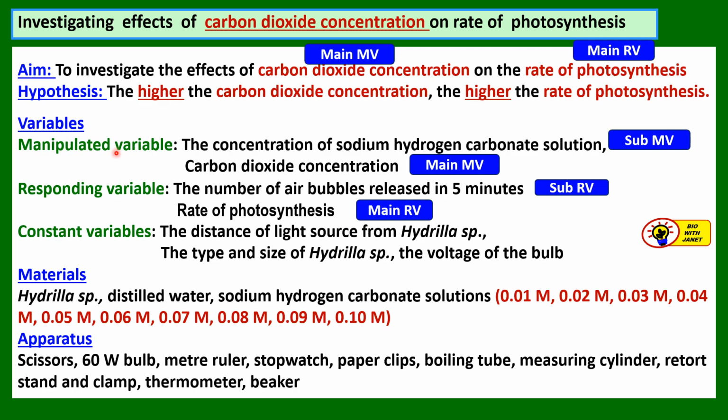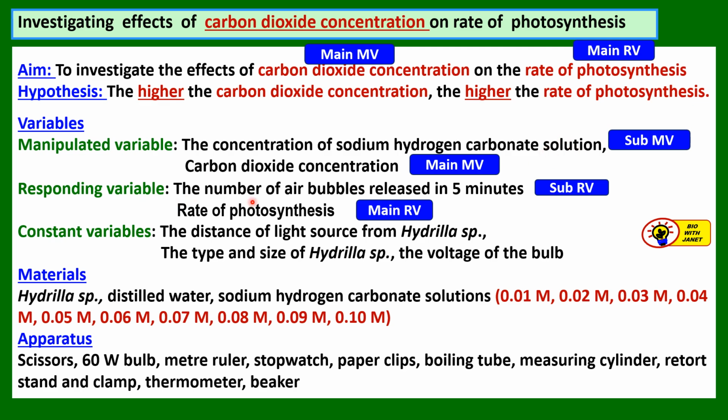Now, variables. Our manipulated variable is, there are two, the concentration of sodium hydrogen carbonate solution. The sodium hydrogen carbonate solution provides the carbon dioxide for photosynthesis to the plant, right? So it is the sub MV, because it will be used to change the carbon dioxide concentration. So this variable is changed to change the carbon dioxide concentration when doing the experiment. So carbon dioxide concentration remains as the main MV, and the sub MV is the concentration of sodium hydrogen carbonate solution. Please don't forget this word solution. Some students miss out this word, so it's not correct without this word solution.